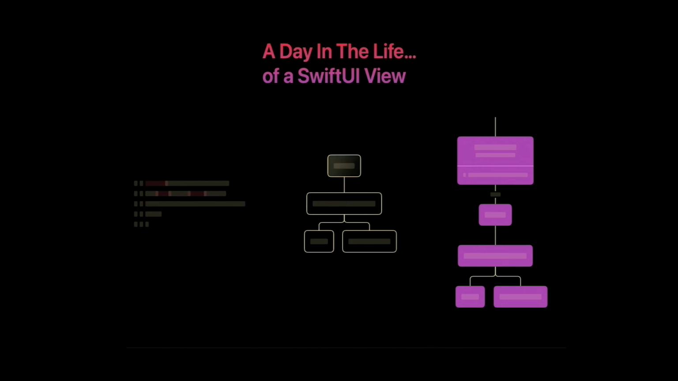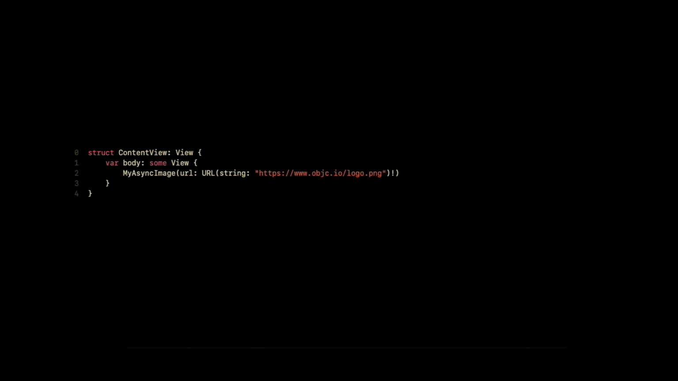And so what I want to focus on is how, when we write code, this translates into view trees, and then how these view trees translate into render trees. And I'll define this a little bit better as we go about it. So let's imagine we have this content view that we wrote. And we're going to be writing this MyAsyncImage ourselves today. Now, what happens when we render a view like this?